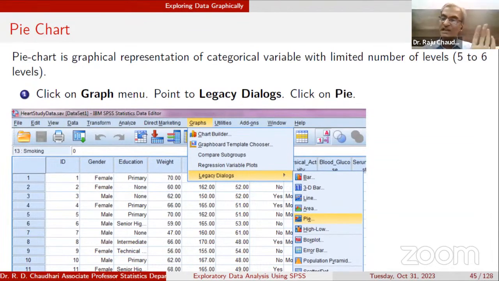Up to 5 or 6 levels, it is okay. But if we have more than 6 labels, then it is very difficult to trace a particular slice in the circle. Suppose there are 12 labels for the categorical variable, it is very difficult to trace out. That is why a pie chart is used only for 5 to 6 levels of the categorical variable.